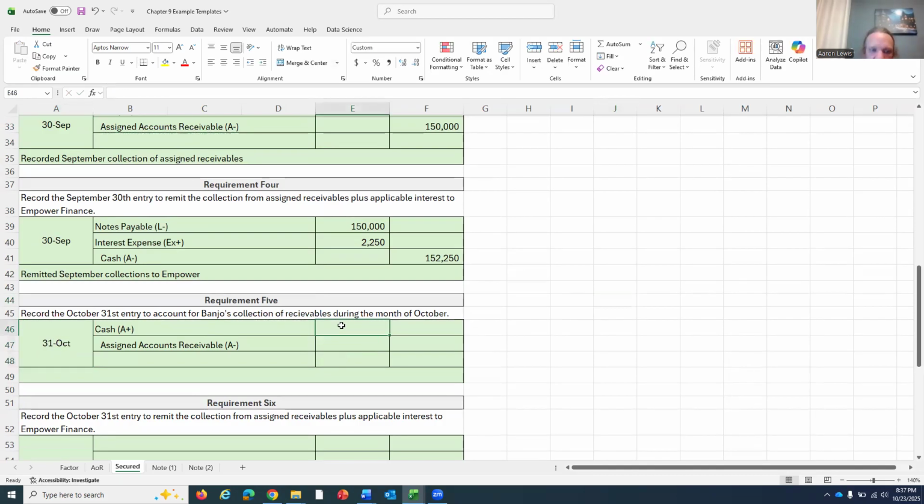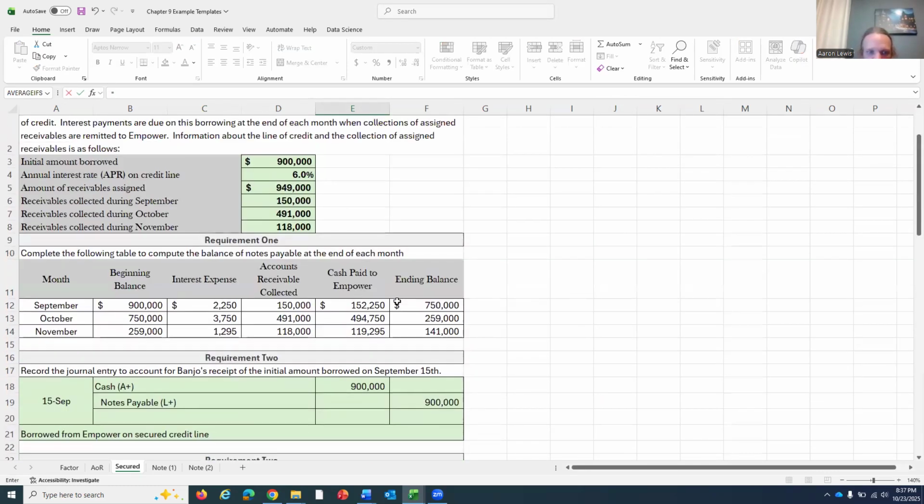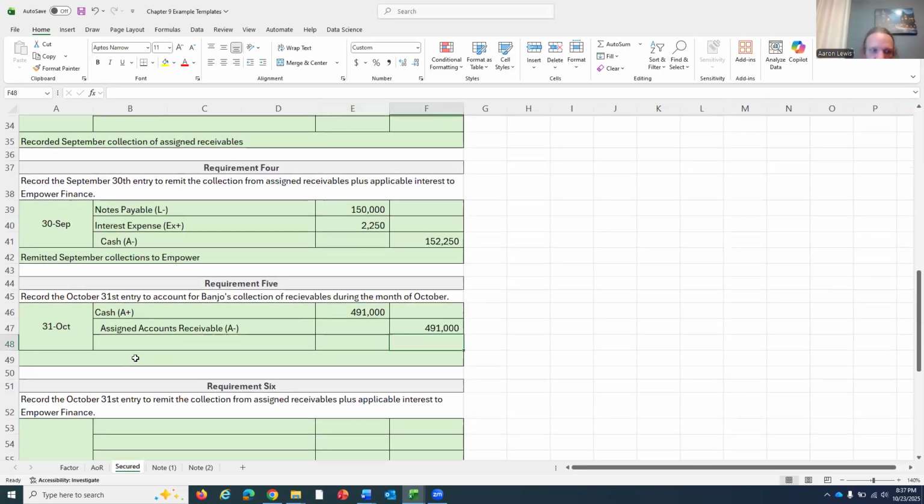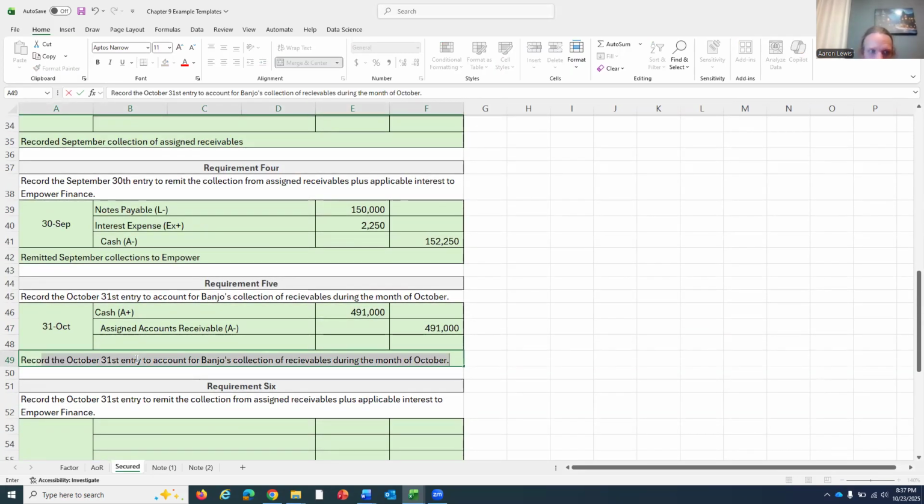And the amount of cash that we collected in October, according to the information in this problem, we collected a ton. We collected $491,000 of receivables. So we're receiving $491,000 worth of cash. Those assigned receivables have to come off our books, so we'll credit that for $491,000. And here we recorded, anybody wants to fill it in, recorded October collection of assigned receivables.